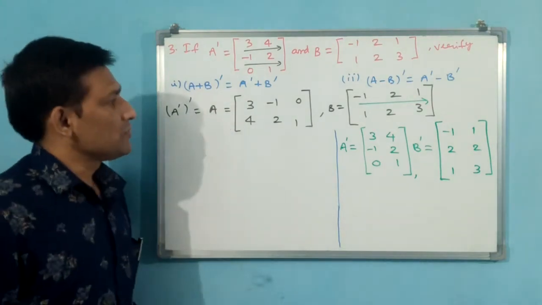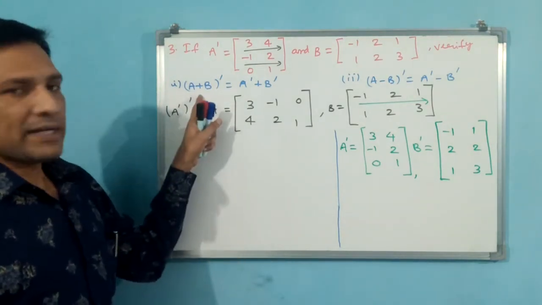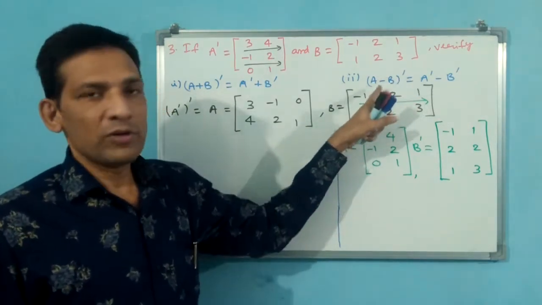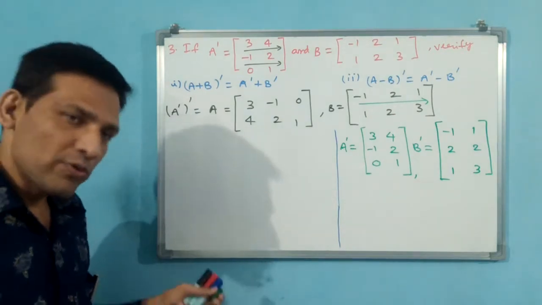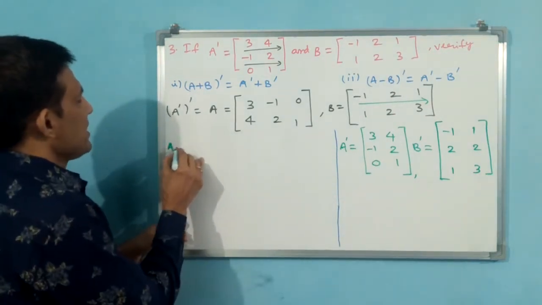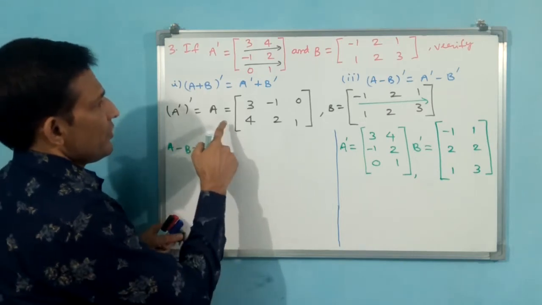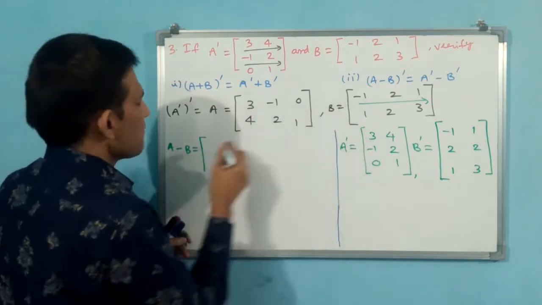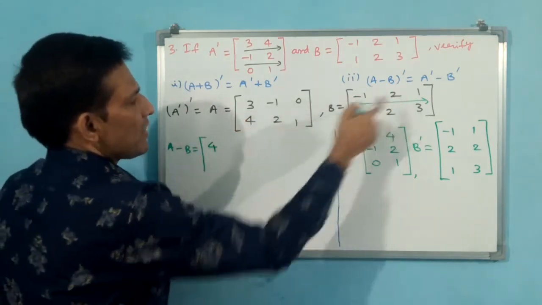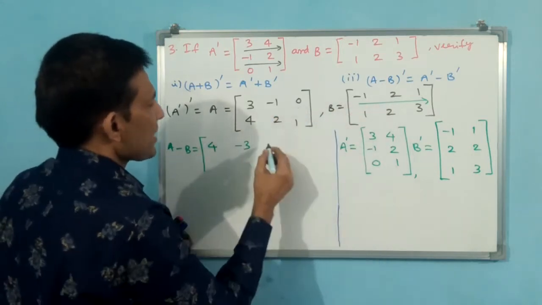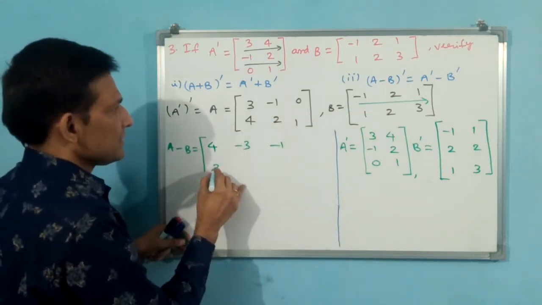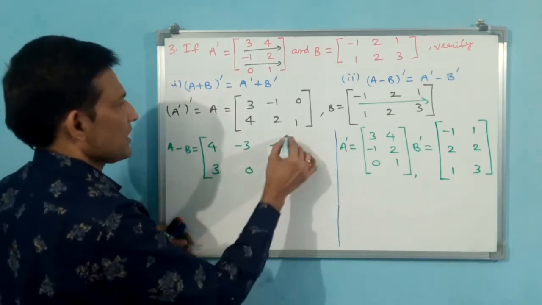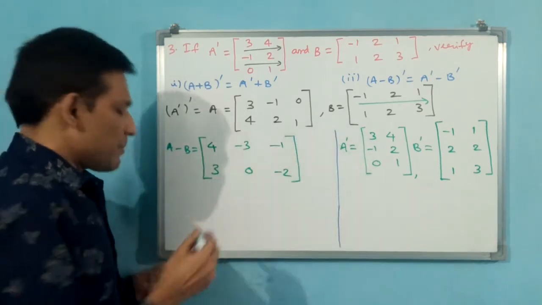Okay. Now see, now this part is over. Now we are doing this part. Second part. Second part LHS is A minus B whole transpose. For that first what you have to do? You have to do A minus B. Let us do it. A minus B is equal to. See, A is this one, B is this one. Okay. 3 minus of minus 1, 4. Minus 1, minus 2, minus 3. 0 minus 1, minus 1. 4 minus 1, 3. 2 minus 2, 0. 1 minus 3, minus 2. Okay. This is A minus B only.